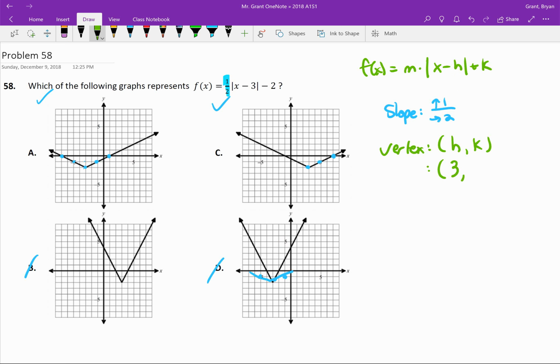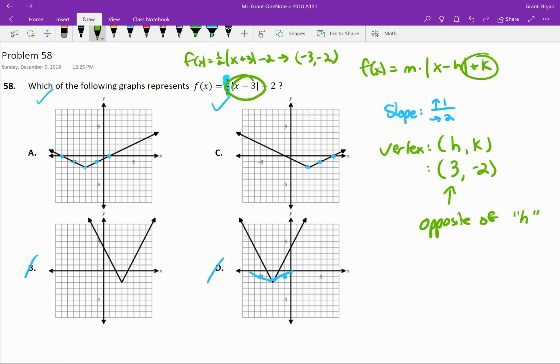And then our k value is what's written on the outside. Our k value is -2. And most students usually get in the habit of just remembering to do the opposite of what h looks like. So if you look here, it looks like a -3, so that means it was actually a +3. If the equation had said f of x equals 1/2 absolute value of x plus 3 minus 2, then my vertex would be the opposite of this, which is -3, comma -2.